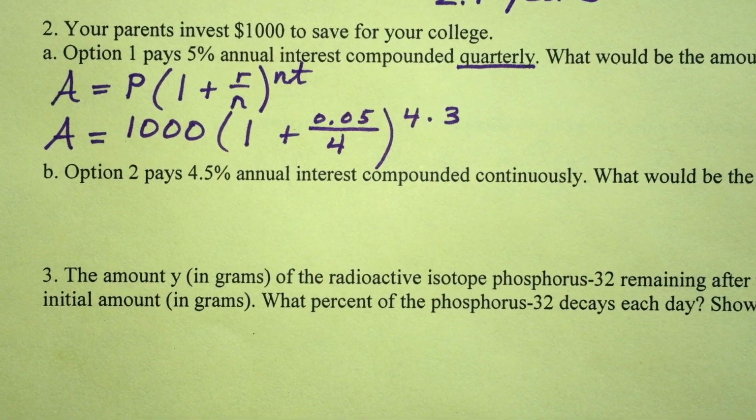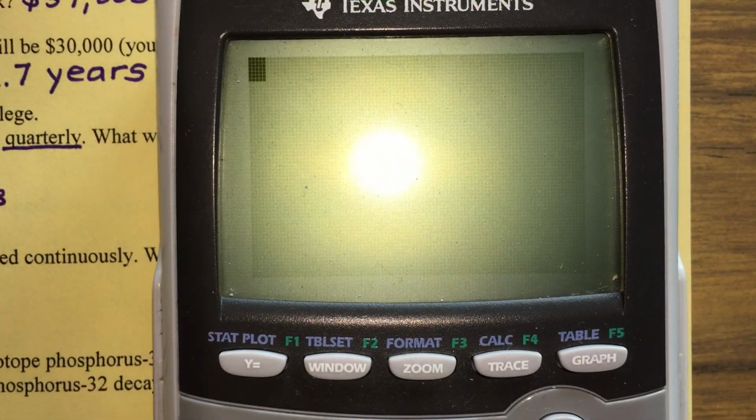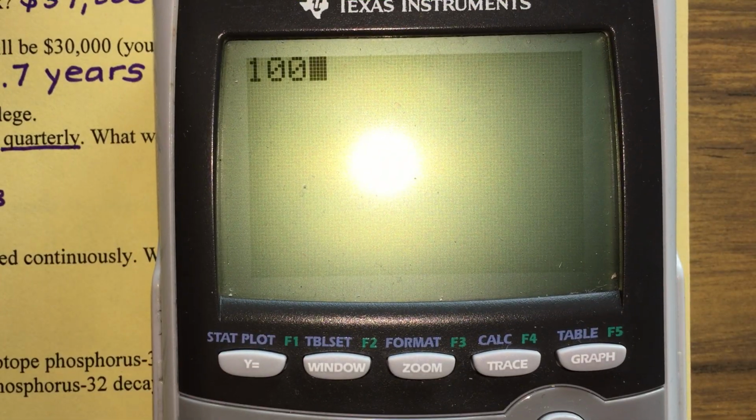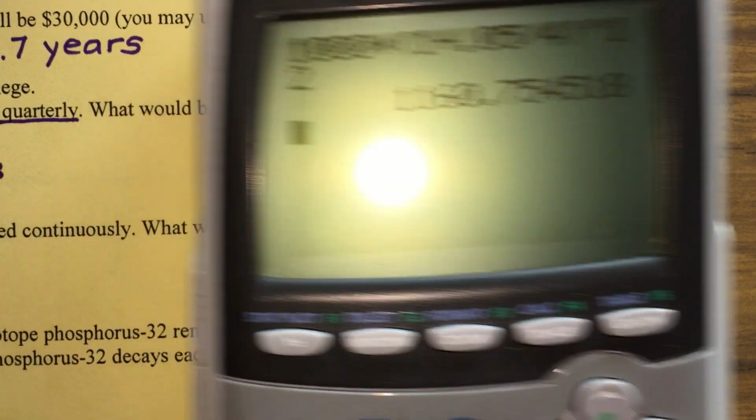We really just need to compute this in the calculator, and usually I just jump to knowing what the exponent would be. In this case it's 12. Otherwise you can just enter it in the calculator using parentheses. So here I have 1,000 times 1 plus. You don't even need parentheses here because of order of operations. It will divide 0.05 divided by 4 before it adds it to 1. And then to the 12th power, that part I've already computed. So it looks like we have 1160.75.